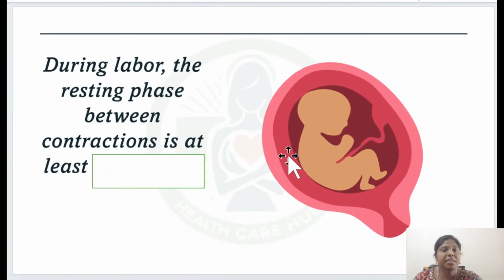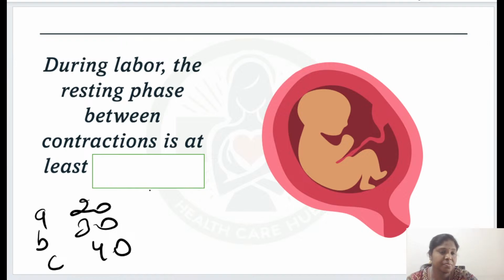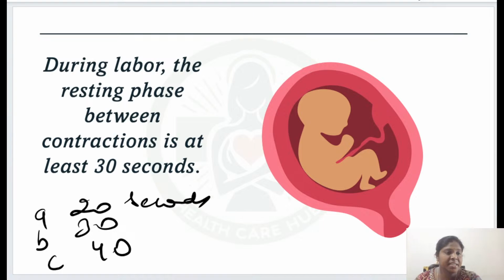Then, during labor, in the resting phase, the contractions last at least for how many seconds? Whether it is 20, 30 or 40 seconds. During the labor resting phase, the contractions will last for how many seconds? Good afternoon, Geeta. Yes, Rani, Rajeshwari and Tamil Selvi, you have told correctly. The contractions will last for 30 seconds.